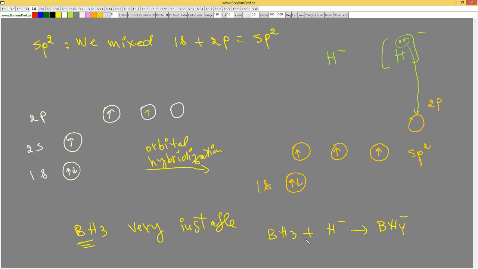BH4 minus is more stable than BH3. BH3 is very unstable because it has an empty orbital, a vacation. You want to rent it. So it can react, for example, with H minus to occupy it. The H minus will bring the 2 electrons with it, and it will go there. So this is hybridization. Hybridization is only a way to explain some bondings. That's it. Okay, bye.